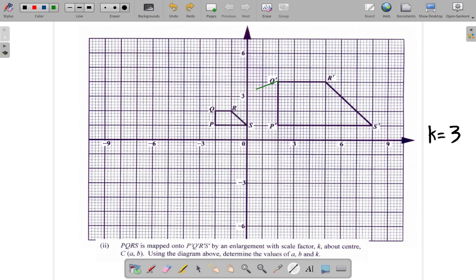Okay. From Q prime through Q and back. Let's go from R prime through R and see where they intersect. From R prime through R. From P prime through P. Okay. And you could go from S prime through S. So the intersection of these lines is right here. Alright?